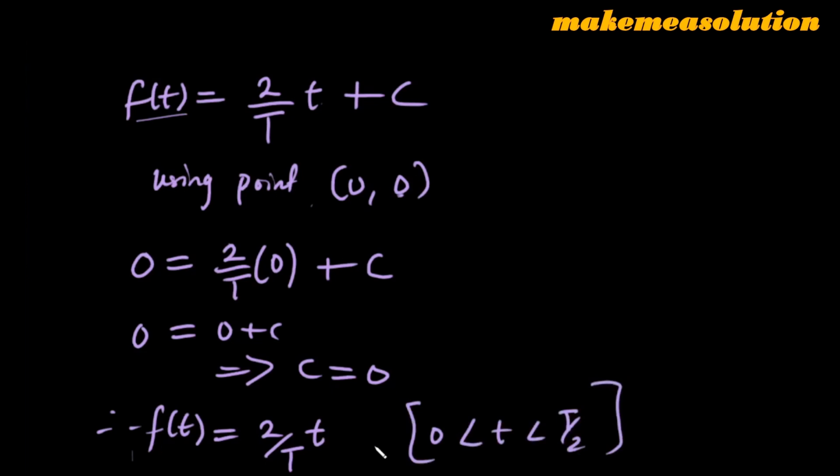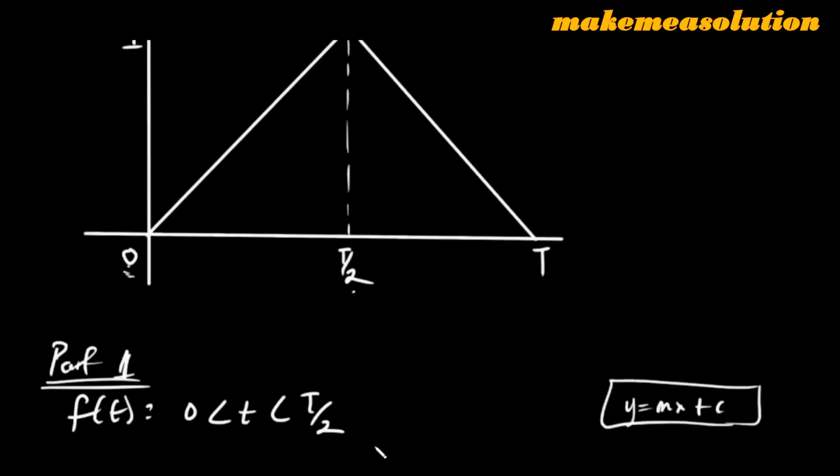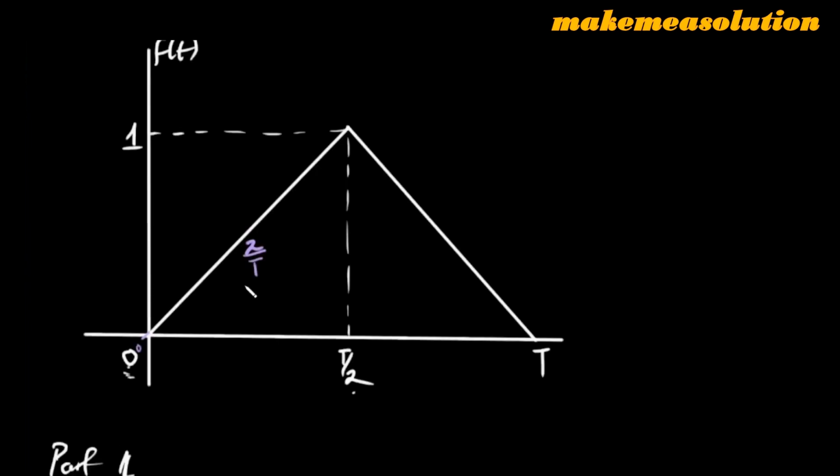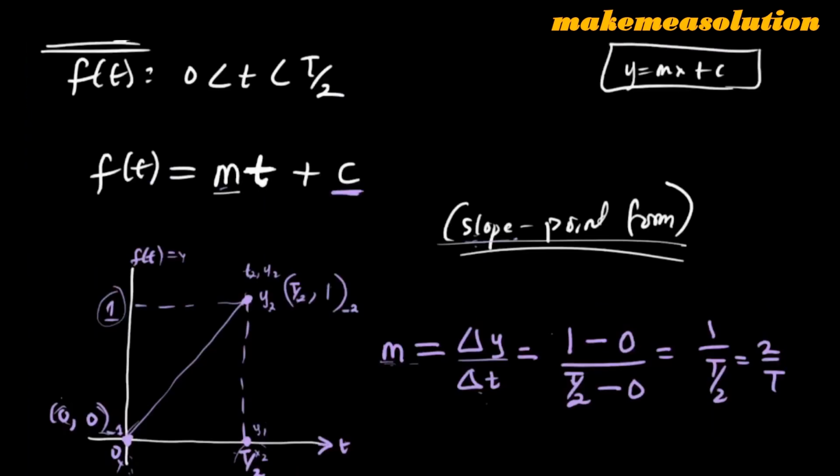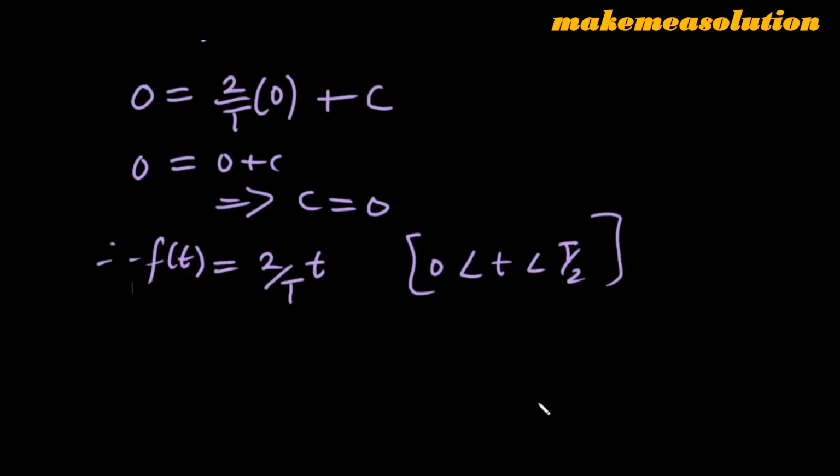So this is a straight line. It's just a straight line having an intercept of 0, and the slope of this line is 2 over T, as you can see. Are we good? So the next assignment is to define the function from this point to this point. We have succeeded in defining the function from 0 to T over 2. So we now want to define the function from T over 2 to T. So you could just have a rough sketch.